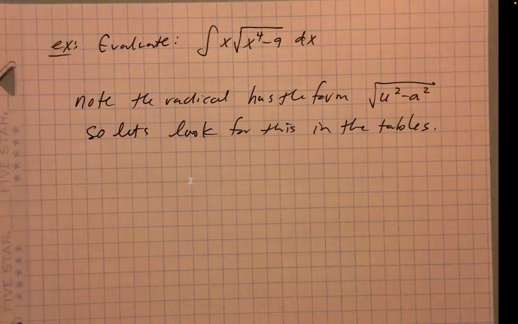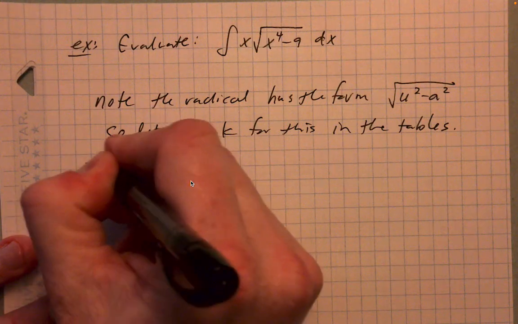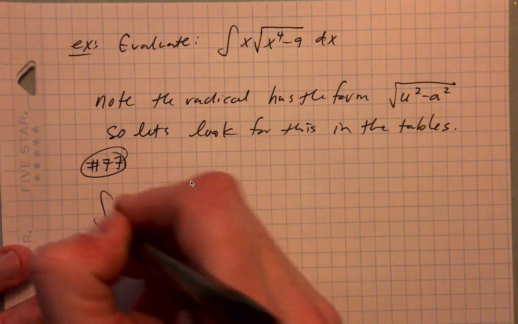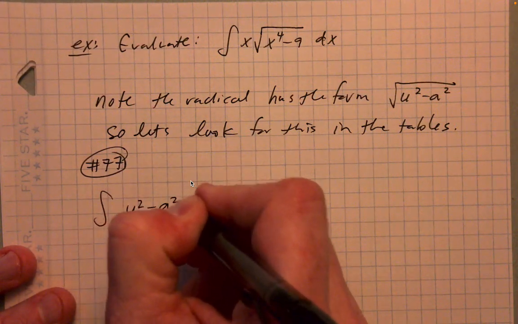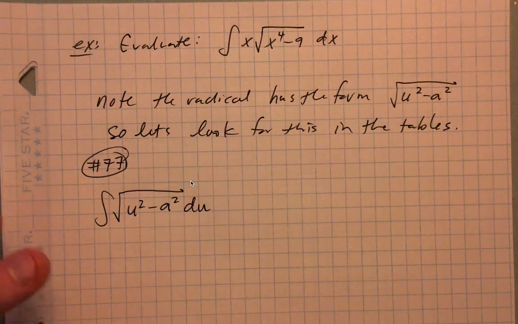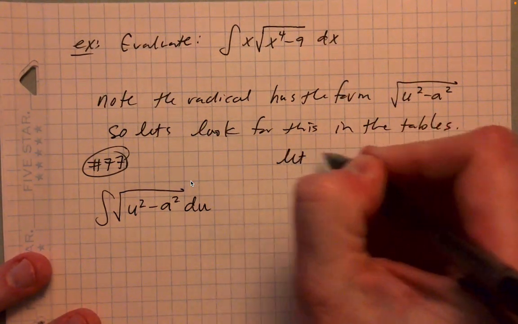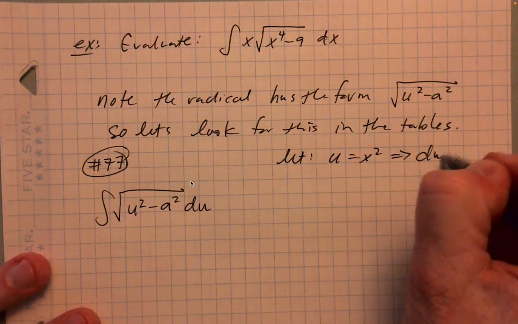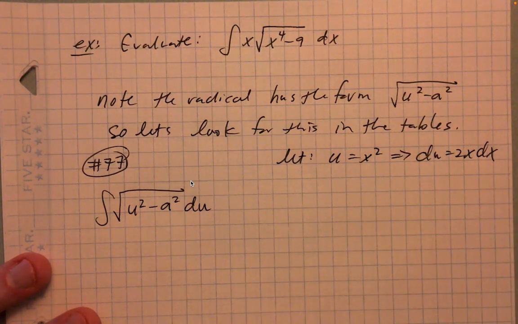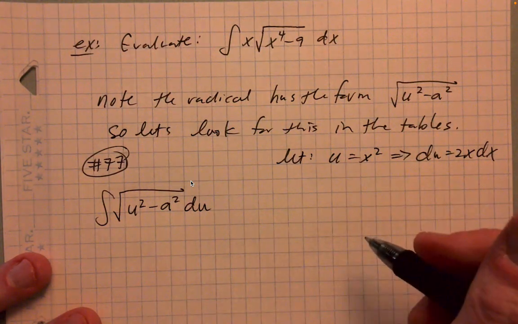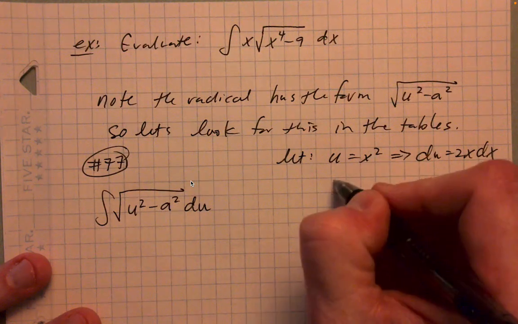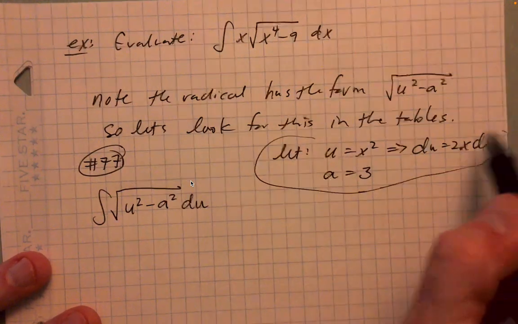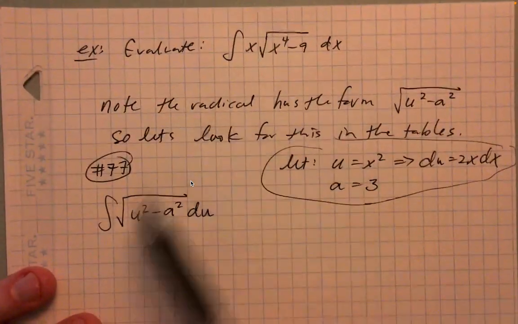Okay, so let's write this out here. In this case, the integral we're looking at is the square root of u squared minus a squared times du. So if we let u equal x squared, then du is equal to 2x dx. And obviously we'll say a is equal to 3.